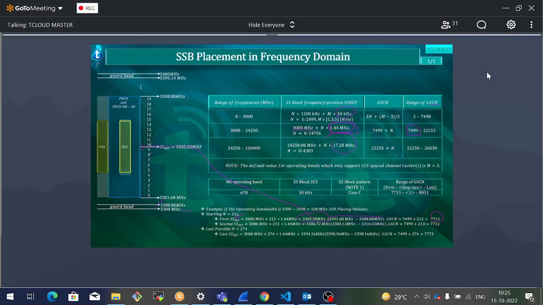How much bandwidth is required for your SSB? It is 240 subcarriers or 20 resource blocks. So you can count it as 240 times 30 kilohertz, and you get 7.2 megahertz. So above you have to place 3.6 megahertz, and below you have to place 3.6 megahertz on the basis of this point.